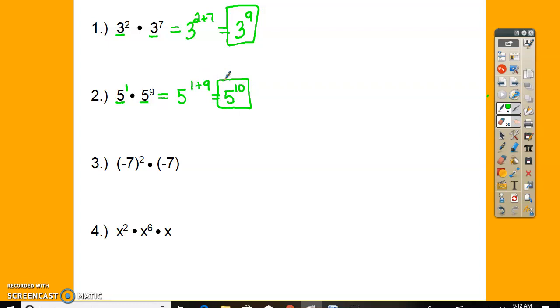Now, third example. Same thing. This looks a little bit different because we're dealing with a negative number for the base, but that doesn't change anything. The entire base is the negative 7. So in my answer, my entire base is still the negative 7, and I'm adding my exponents. This negative 7 really has an exponent of 1. So I'm adding my exponents of 2 and 1, which means my final answer is negative 7, still in parentheses, exactly the same way it was written originally, and I am raising that to the 3rd power.